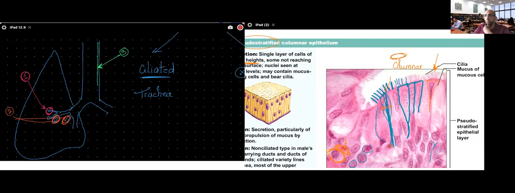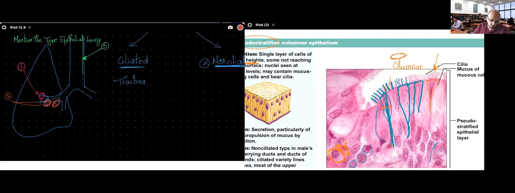All right, so again, this is part of the in-class activity. So please mention the type of epithelial lining in those three different parts of the respiratory system: air sacs, small airways, and trachea. So let me answer this with you. First one, air sacs. What do you think is going to be the epithelial lining? Simple squamous epithelium, exactly. Simple squamous epithelium to allow gas exchange, to allow free movement of the gas particles.